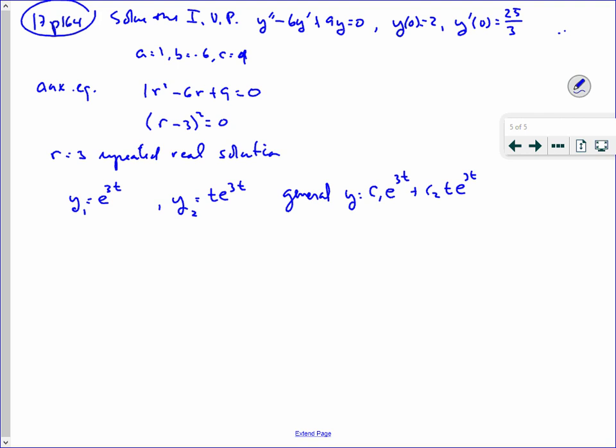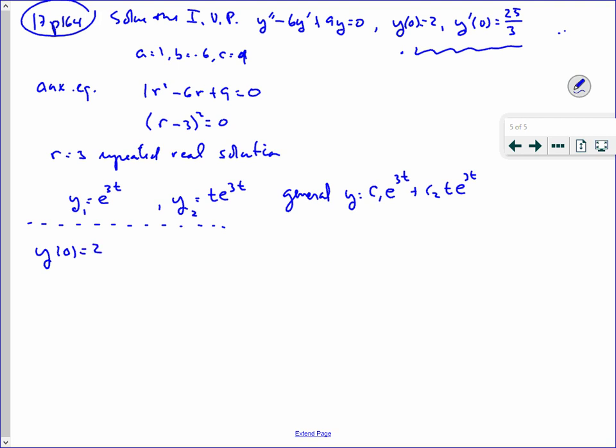Now we use these to figure out what C1 and C2 are. I think the problems we're doing now are generally easier than the ones we started with. They get to be kind of long, but all you have to do is be able to solve a quadratic equation mostly.